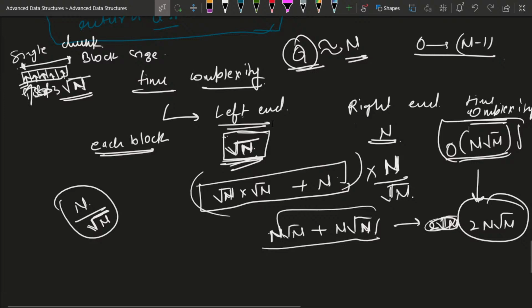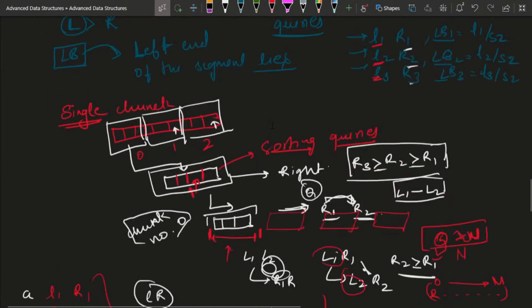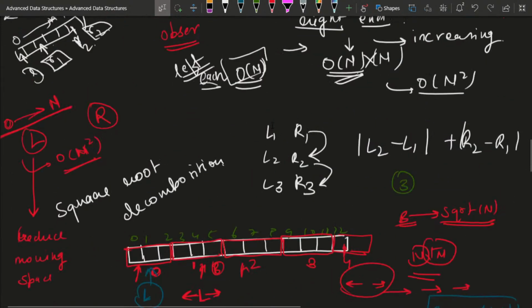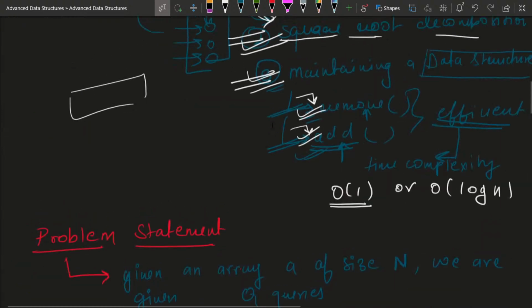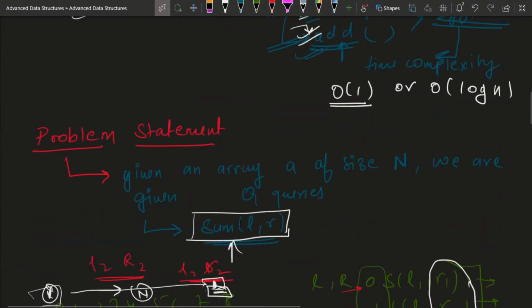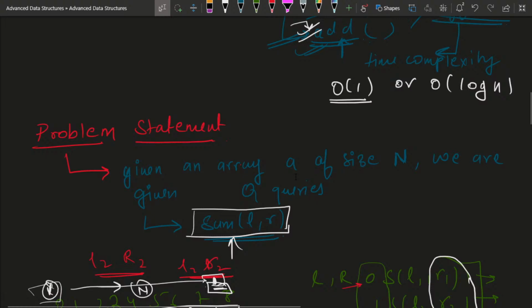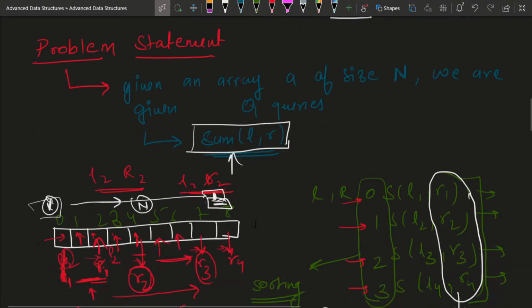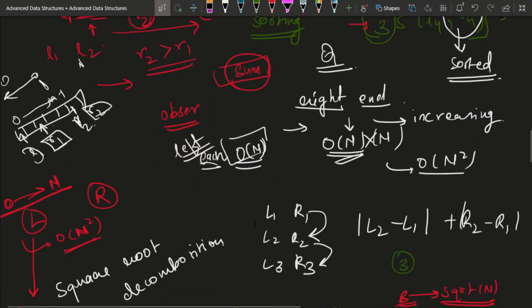Now let us try to map the things we have discussed earlier with a problem statement. What is the problem statement that is given to us? We are given an array A of size n, and we are given q queries, all of type sum L to R, like we have to sum all the elements that fall in the range L to R.